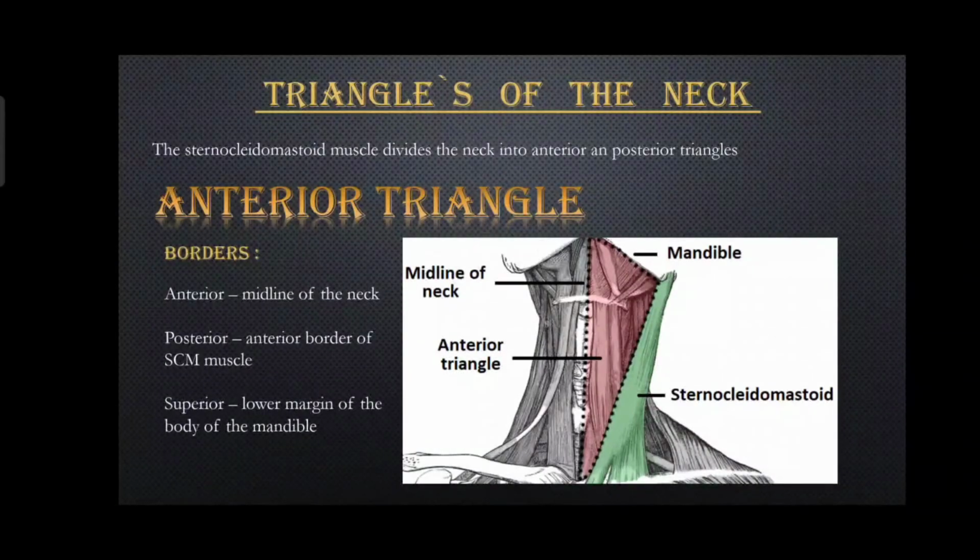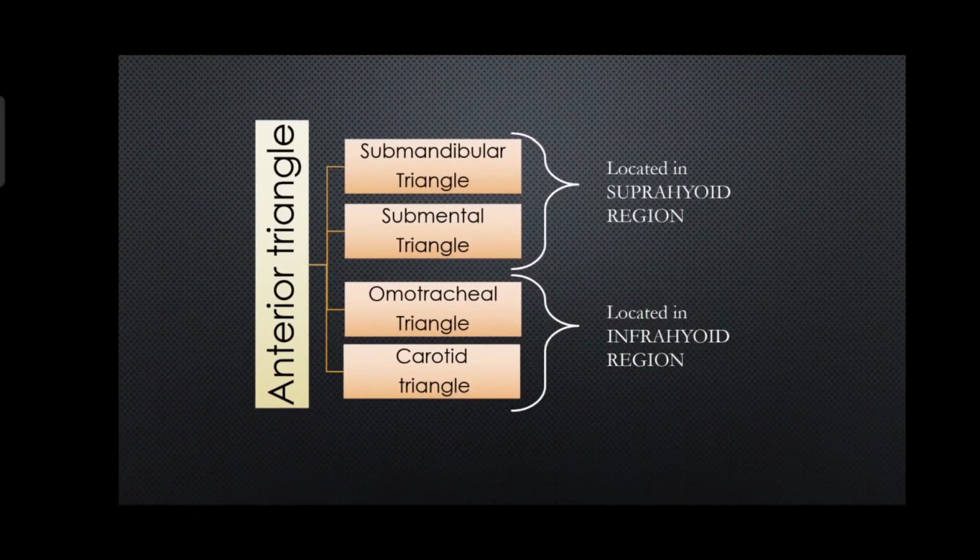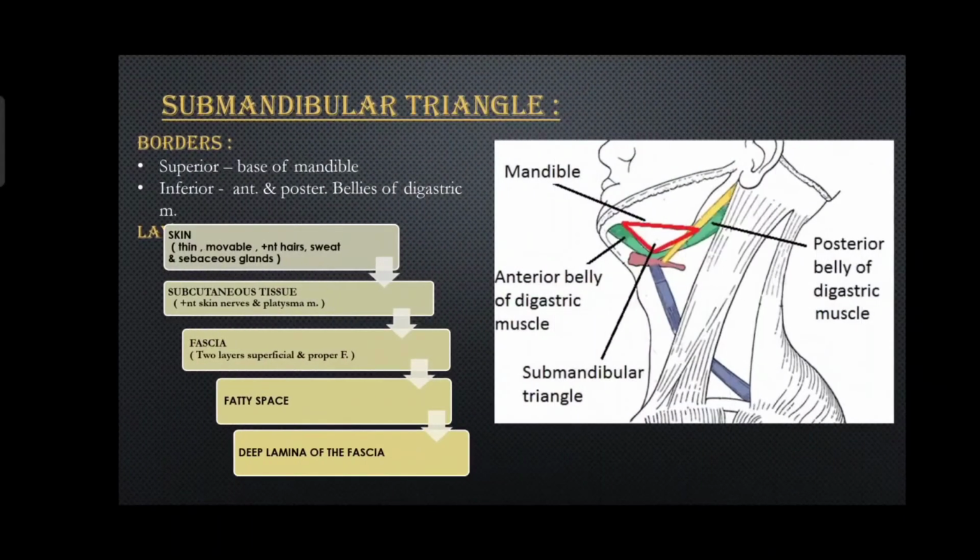The anterior triangle is further divided into four subtriangles, that is, the submandibular triangle, submental triangle, omotracheal triangle, and carotid triangle. The submandibular triangle and submental triangle are located in the suprahyoid region, while the omotracheal triangle and carotid triangle are located in the infrahyoid region. Submandibular triangle borders: superiorly, the base of the mandible; inferiorly, the anterior and posterior bellies of the digastric muscle. Layers from superficial to deep: skin, subcutaneous tissue, fascia, fatty space, deep lamina of the fascia.